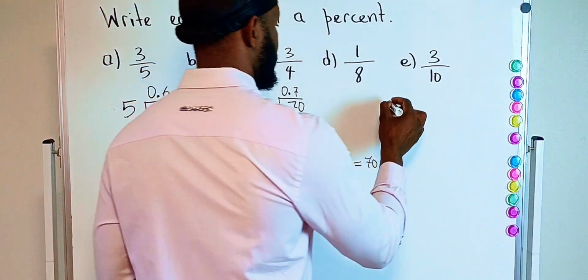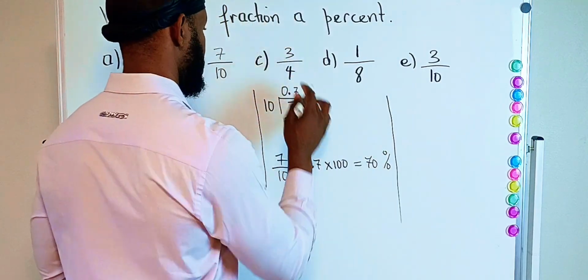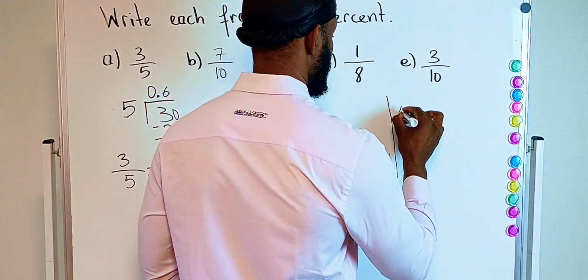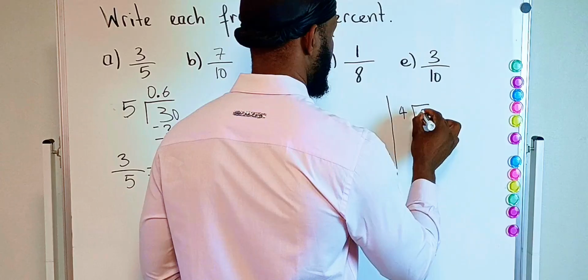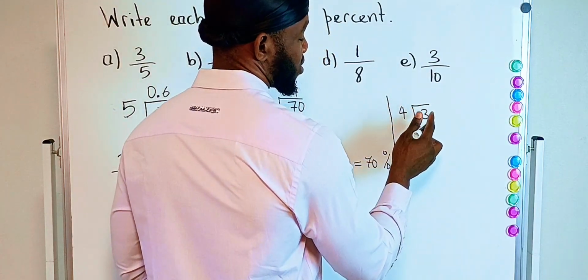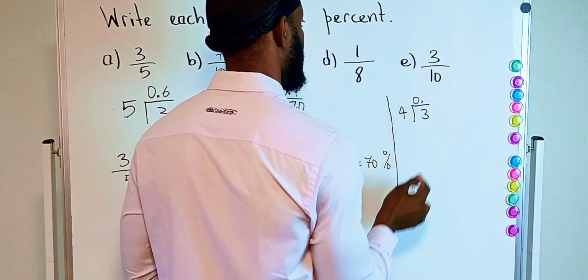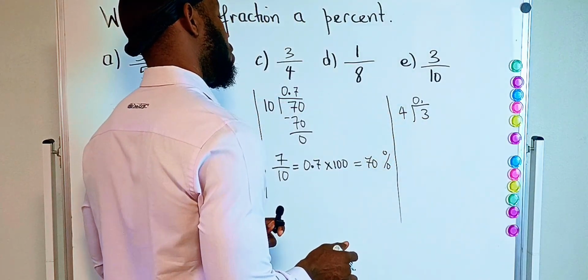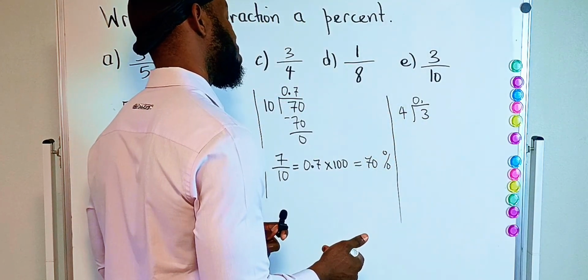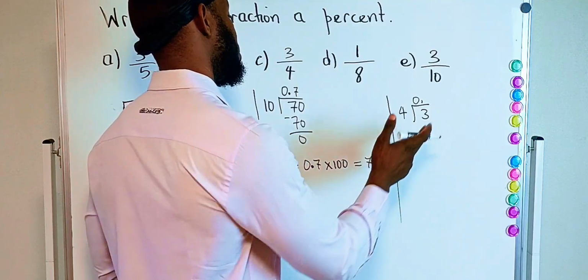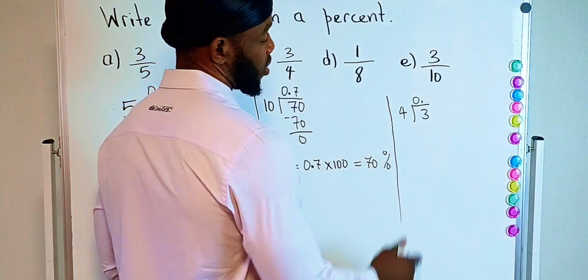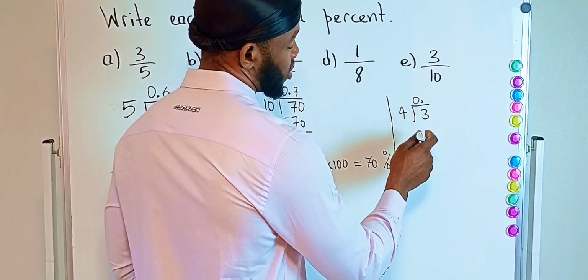Okay, let's go for this one right now, which is gonna be 4 divided by 3. How many sets of 3 can we do in 4? How many sets of 4 can we find in 3? Nothing. But how many sets of 4 can we find in 30?